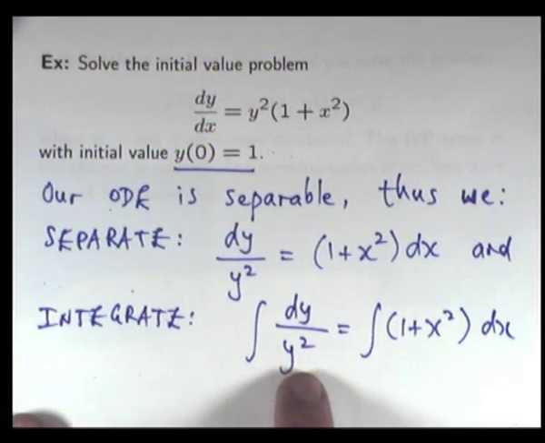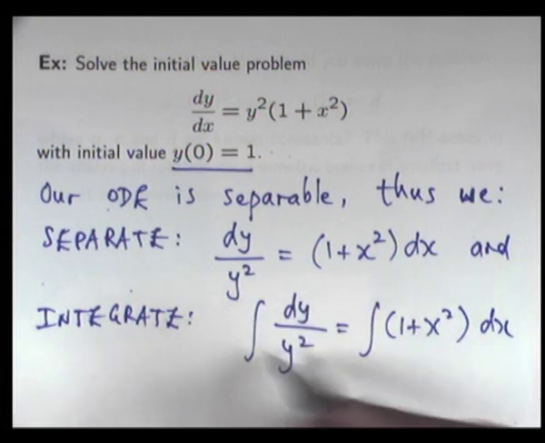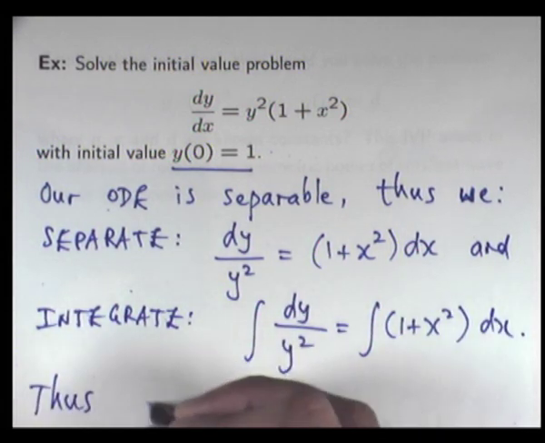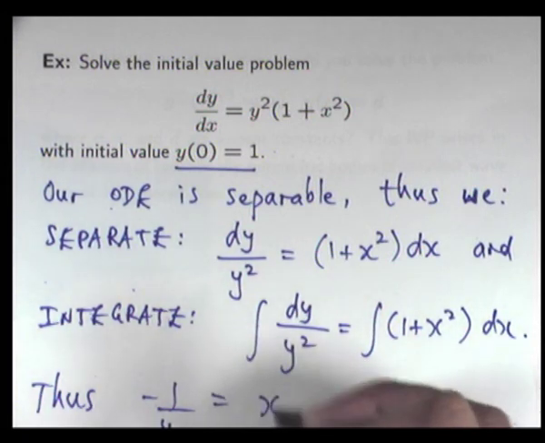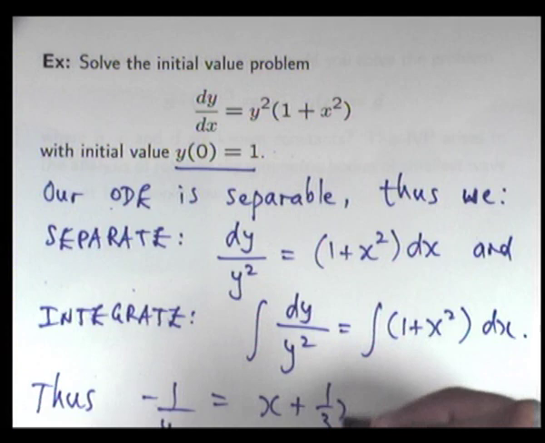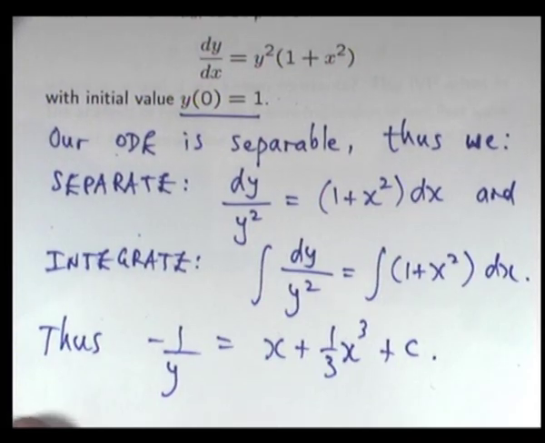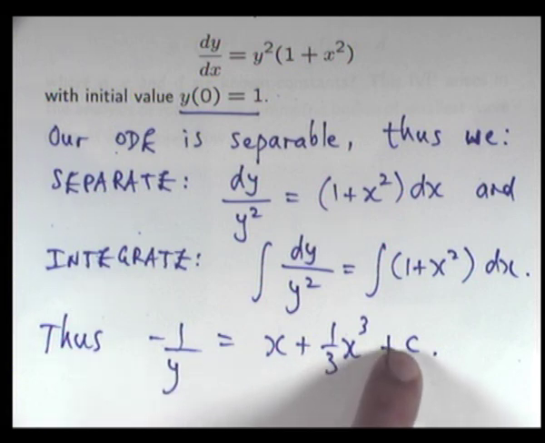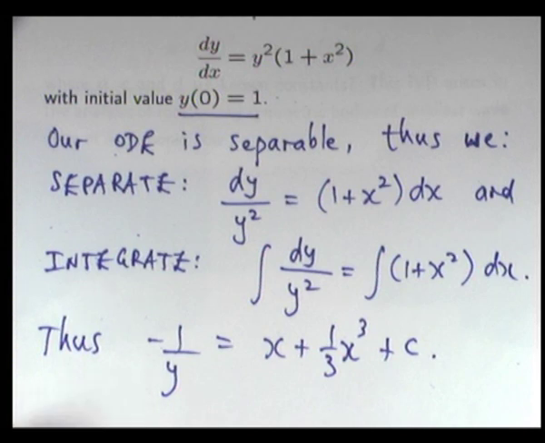Now, note here I'm integrating with respect to y. Over here I'm integrating with respect to x. Now on the left-hand side I'm going to get something like minus 1 on y. And on the right-hand side I'm going to get x plus a third x cubed plus a constant of integration. Now, what I would like to do is A, rearrange this and make y the subject, and B, find this constant of integration. I can do it because I have an initial condition. All right?